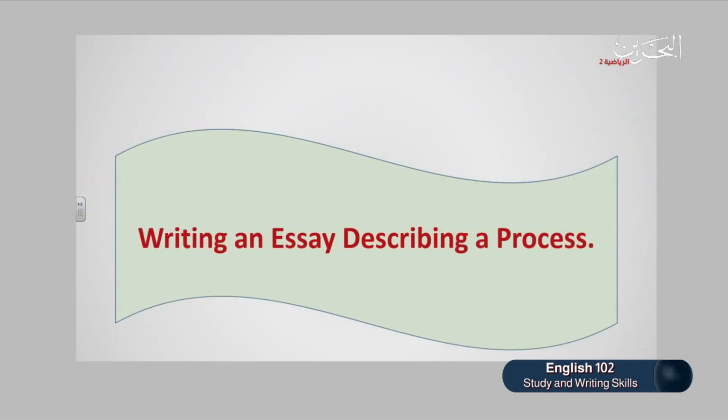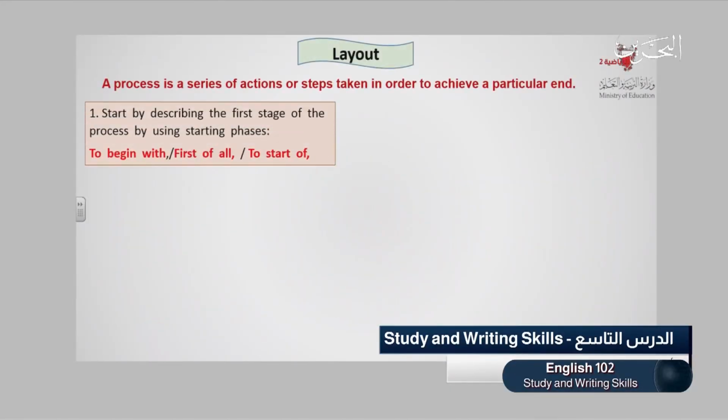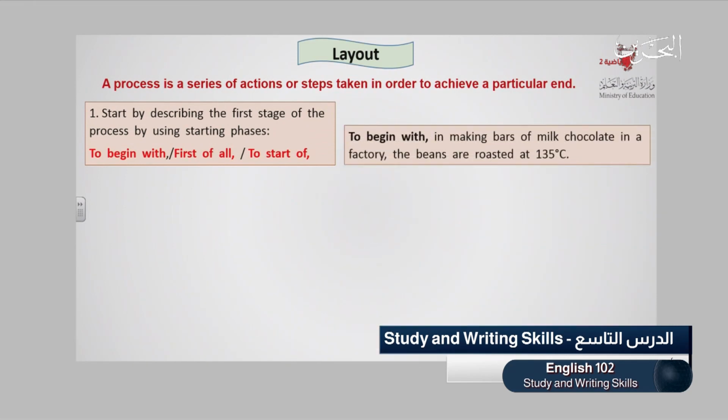Now, after knowing the sequence of writing an essay and after fixating on the fact that the passive voice is important for academic writing and practicing it through reading, now let's get more practical. First of all, let's discuss the layout. As we all know, in the layout there has to be a beginning. In the beginning: to begin, first of all, to start off, for example, to begin with, in making bars of milk chocolate in a factory, the beans are roasted at 135 degrees Celsius.